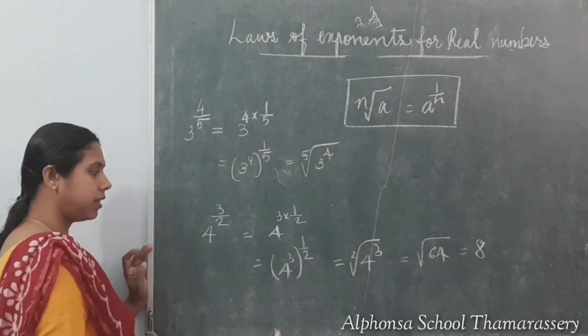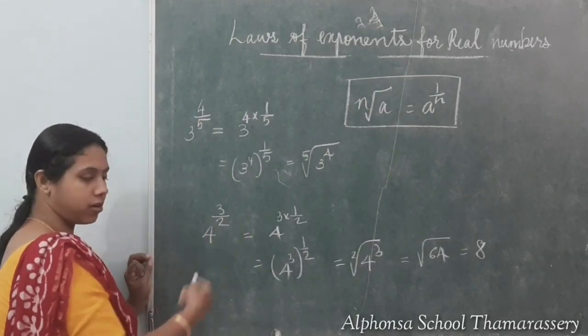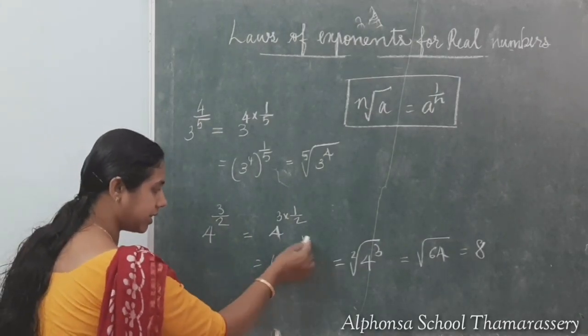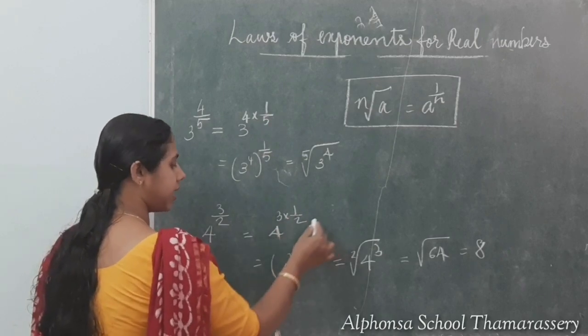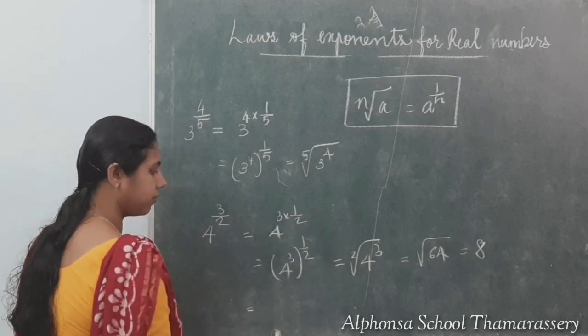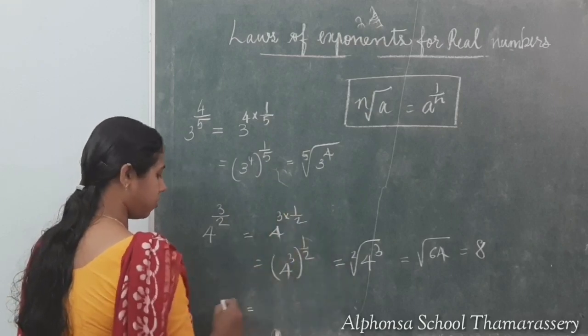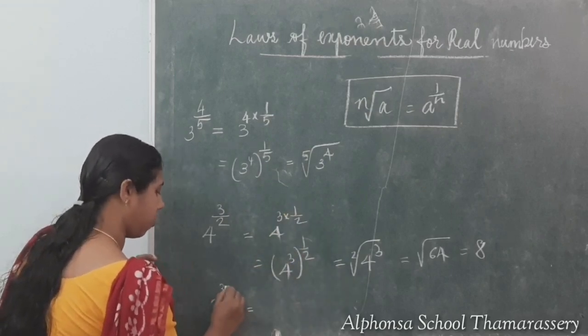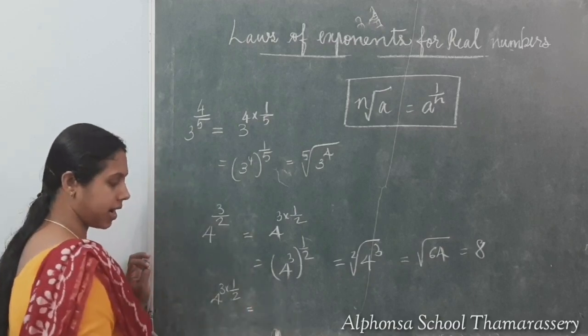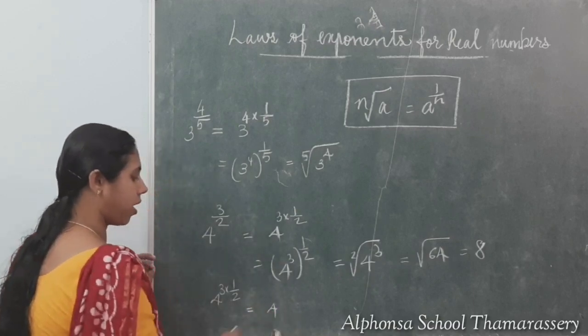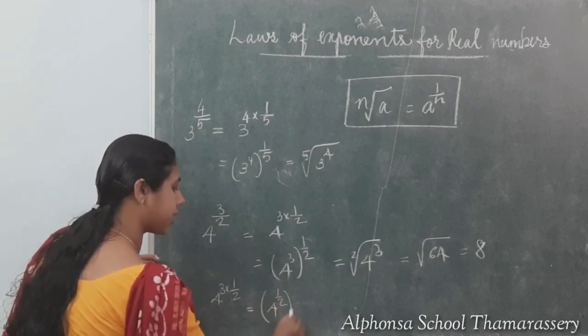The same way, we can write this in another way also. Instead of writing it this way, we can write 4 raised to 3 into 1 by 2 as 4 raised to 1 by 2 whole raised to 3.